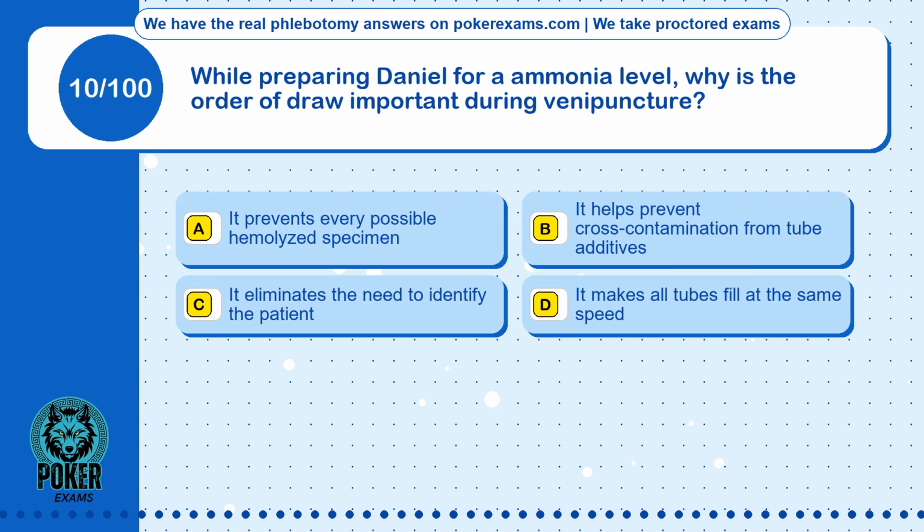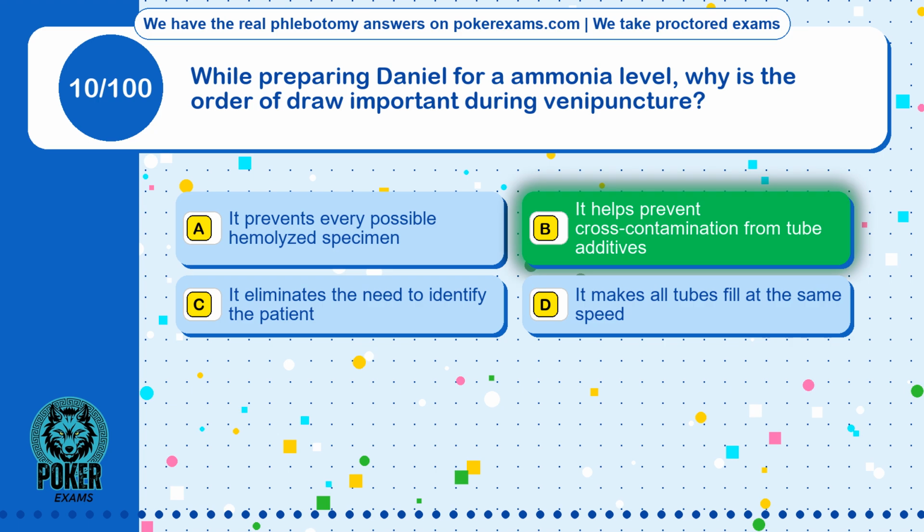Question 10. While preparing Daniel for an ammonia level, why is the order of draw important during venipuncture? Option A. It prevents every possible hemolyzed specimen. Option B. It helps prevent cross-contamination from tube additives. Option C. It eliminates the need to identify the patient. Option D. It makes all tubes fill at the same speed.